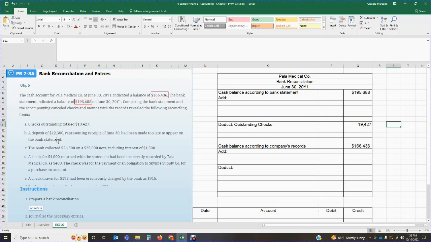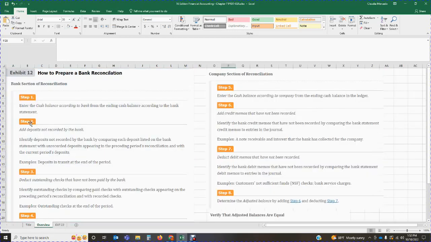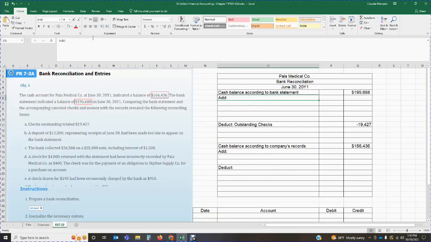A deposit of $12,300 representing receipts of June the 30th had been made too late to appear on the bank statement. Okay, so this is a deposit that was made late, $12,300. If we look at the bank reconciliation section, step number 2 says add deposits not recorded by bank. So that needs to be an addition. So we're going to add deposit in transit, June 30th.